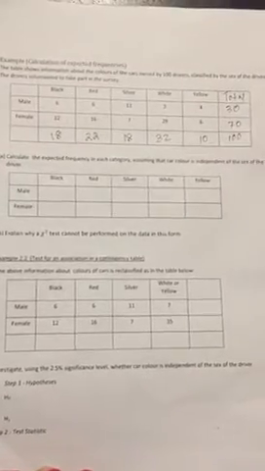So that's total male 30, female 70, 18, 22, 18, 32, 10. Grand total is 100.